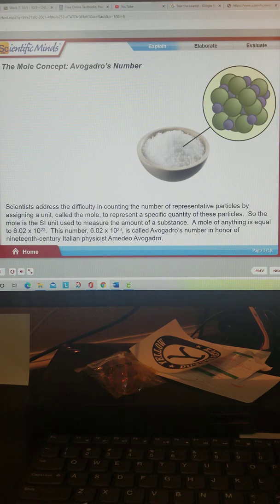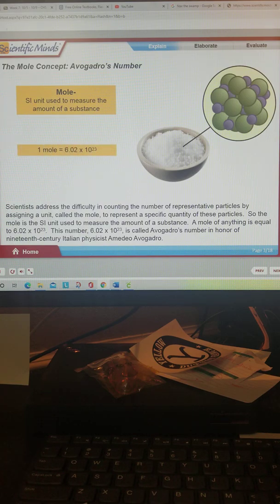Scientists address the difficulty in counting the number of representative particles by assigning a unit, called the mole, to represent a specific quantity of these particles. So the mole is the SI unit used to measure the amount of a substance. A mole of anything is equal to 6.02 times 10 to the 23rd. This number, 6.02 times 10 to the 23rd, is called Avogadro's number, in honor of 19th century Italian physicist Amedeo Avogadro.